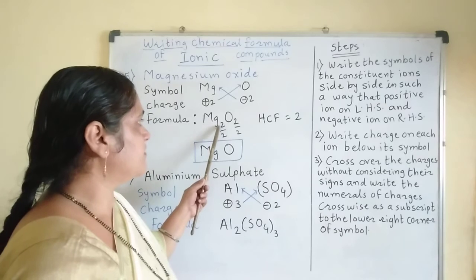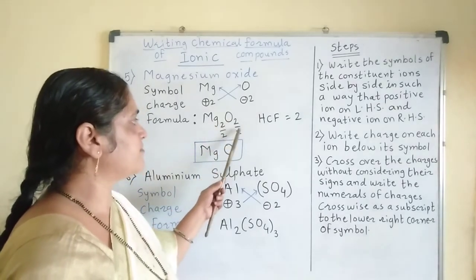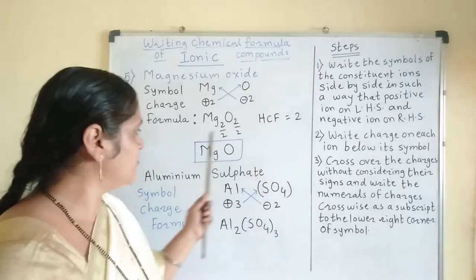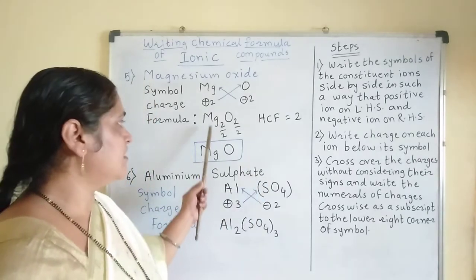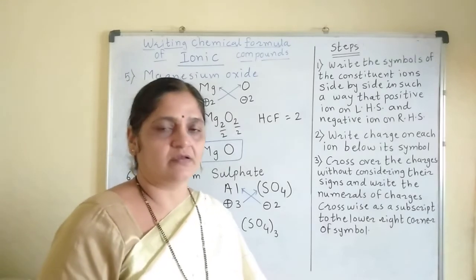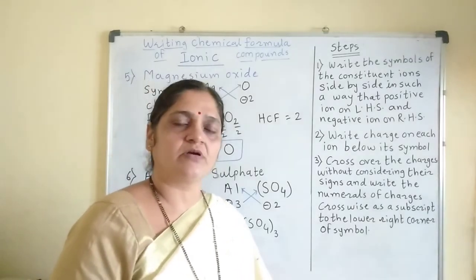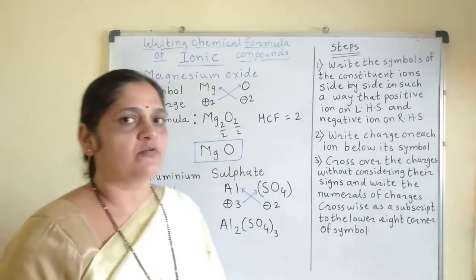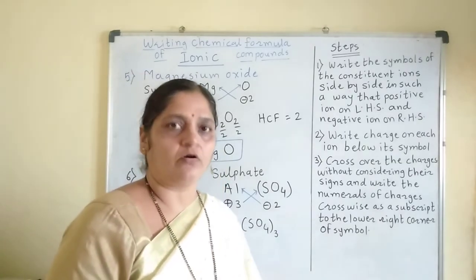So we can take 2 as a common factor and divide these numerals by this common factor. So this subscript 2 divided by 2, this subscript 2 also divided by 2. So 2 ones are 2, 2 ones are 2. Therefore here your formula will be MgO, because they are reduced to their lower term. The charge ratio is reduced to its lowest term and the formula is MgO. This is the correct formula for magnesium oxide.